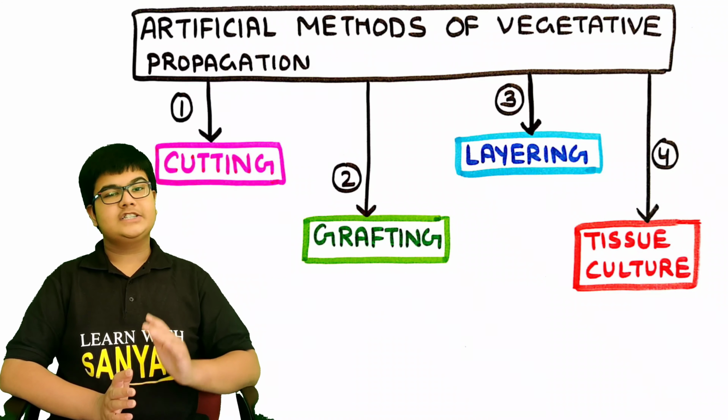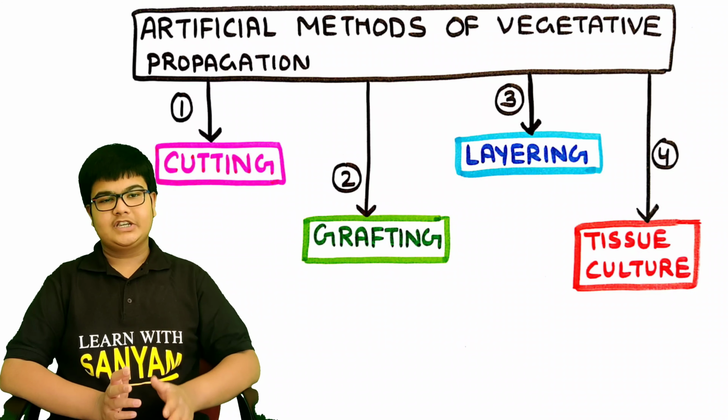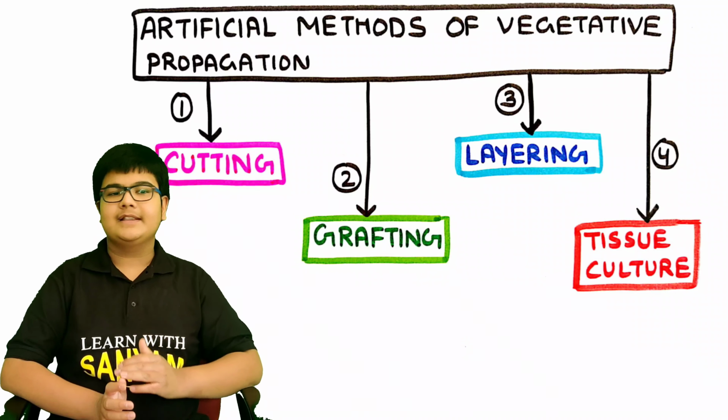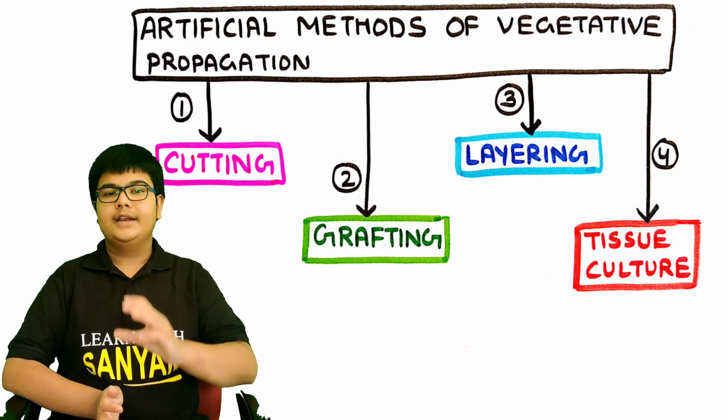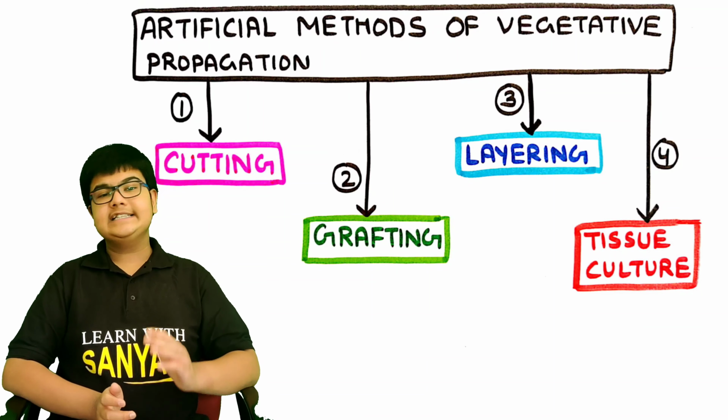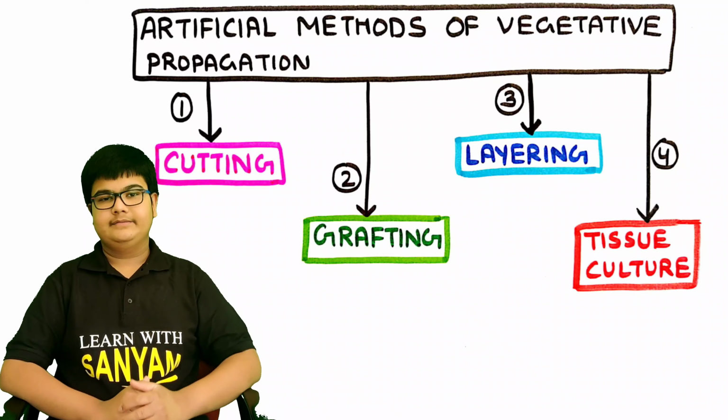Now, apart from these natural methods of vegetative propagation, there are some artificial methods of vegetative propagation. These are cutting, grafting, layering and tissue culture. Let's study about each one of them in detail.